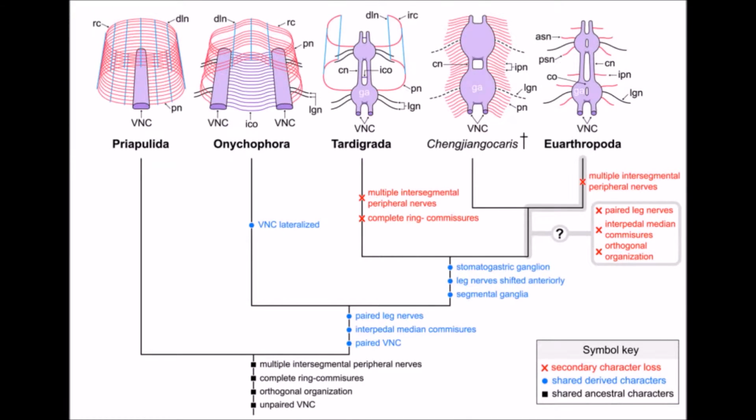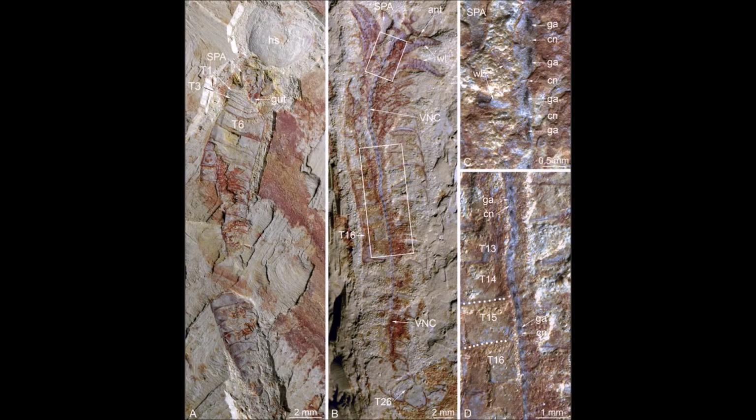As shown in this phylogenetic tree, the phylum Onychophora, velvetworms, retains these characteristics while the phylum Euarthropoda, modern arthropods, lost these characteristics. A conclusion reached by the study was that simplification was an important part of the evolution of the nervous system.